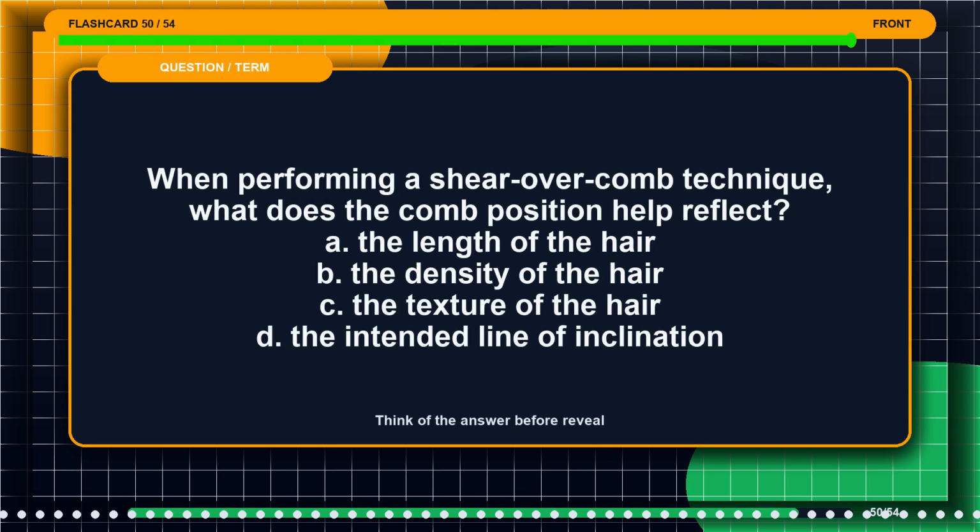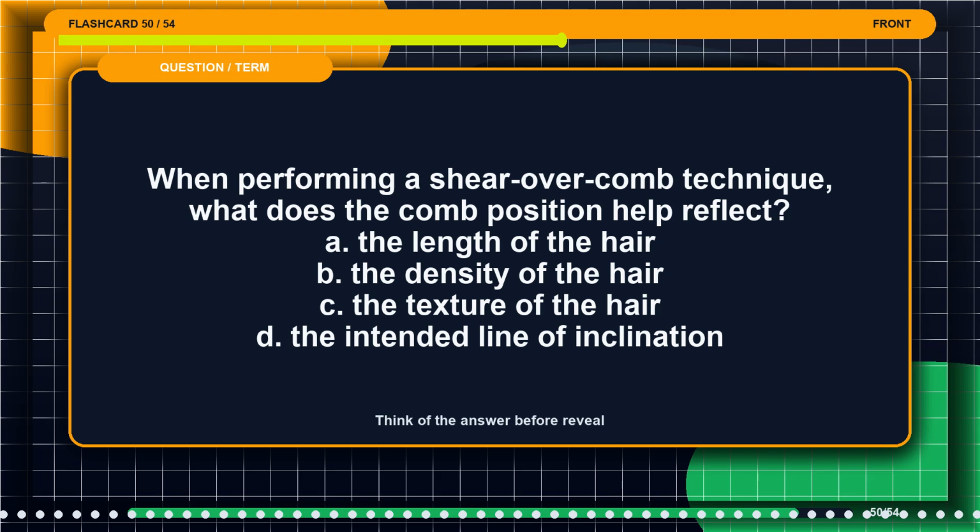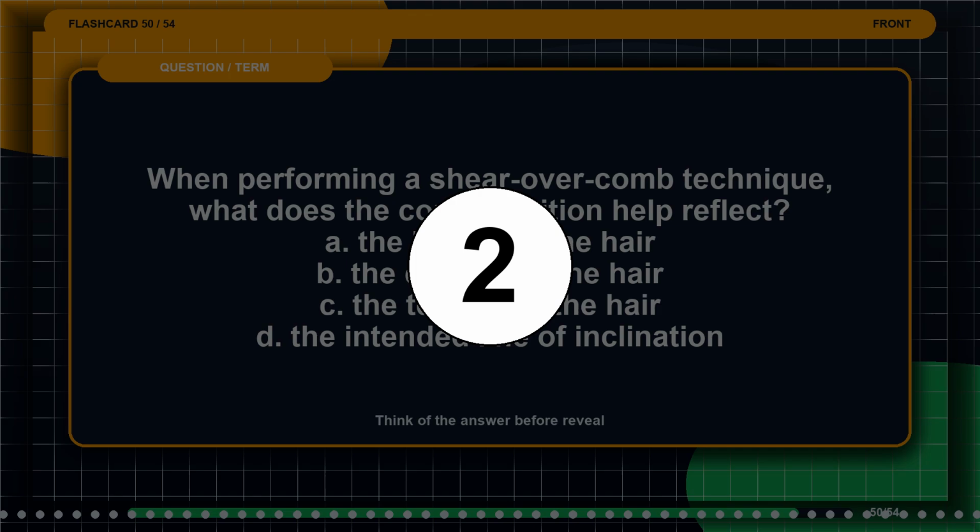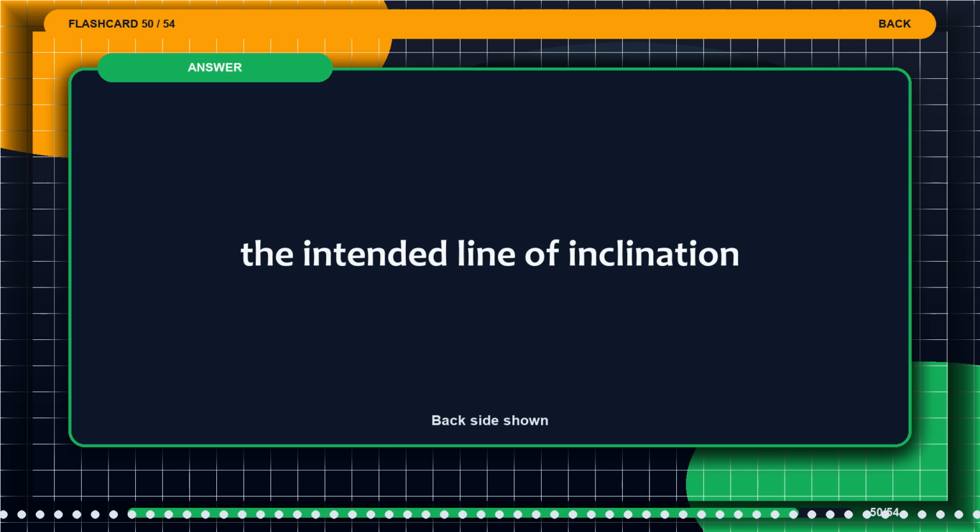Flashcard 50. When performing a shear over comb technique, what does the comb position help reflect? A. The length of the hair. B. The density of the hair. C. The texture of the hair. D. The intended line of inclination. Pause and think of the answer before the reveal. The answer is the intended line of inclination.